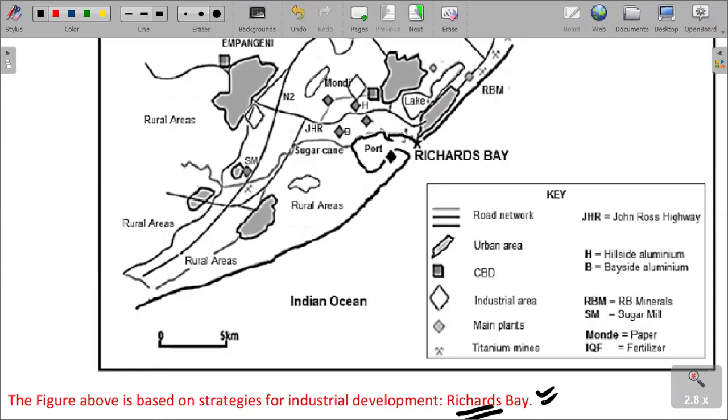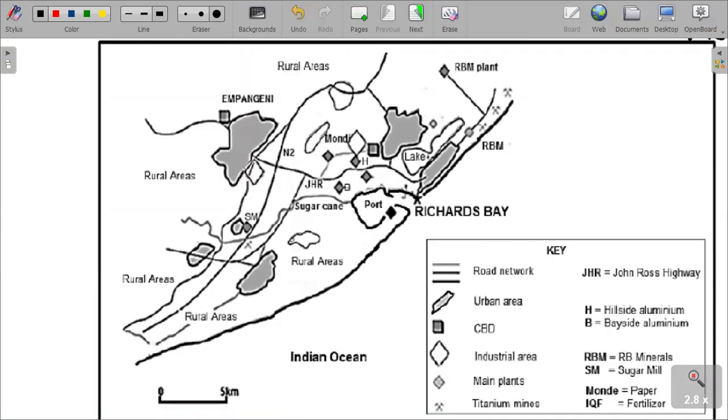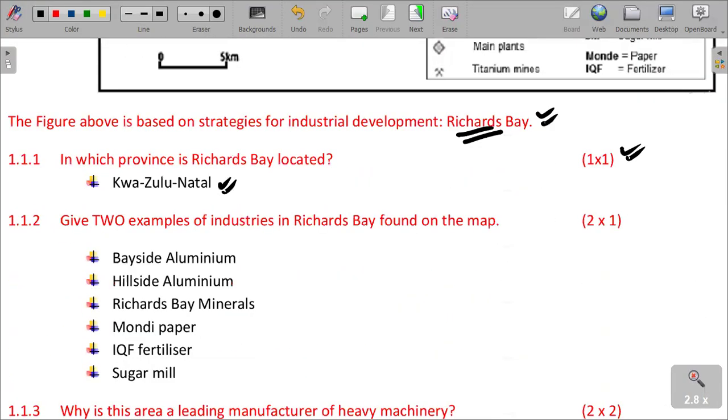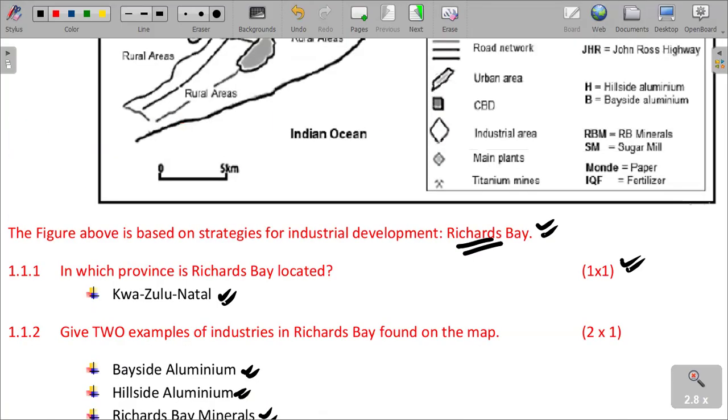We have the RBM plant there. We are also given the sugarcane plantation, the sugarcane industry. We have Mondi, and various other industries there. So I've listed examples of industries in Richards Bay: we have aluminium, Hillside Aluminium, Richards Bay Minerals, Mondi Paper, IQF fertilizer, and the sugar mill, which comes from the sugar cane that I just mentioned. Please, let's just continue and understand this.